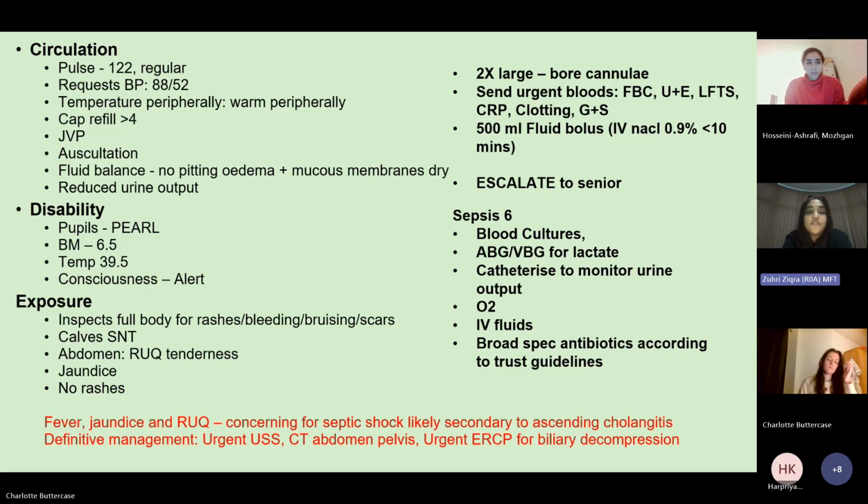Temperature's on the high side. Inspect the full body. Calves are soft, non-tender. They have a bit of right upper quadrant tenderness. You've noticed their jaundice all of a sudden. And no rashes. What are people's thoughts on what's going on? What would they initiate? What would they do?